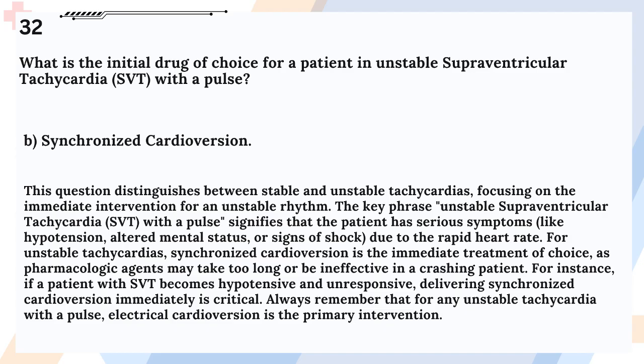For unstable tachycardias, synchronized cardioversion is the immediate treatment of choice, as pharmacologic agents may take too long or be ineffective in a crashing patient. For instance, if a patient with SVT becomes hypotensive and unresponsive, delivering synchronized cardioversion immediately is critical. Always remember that for any unstable tachycardia with a pulse, electrical cardioversion is the primary intervention.